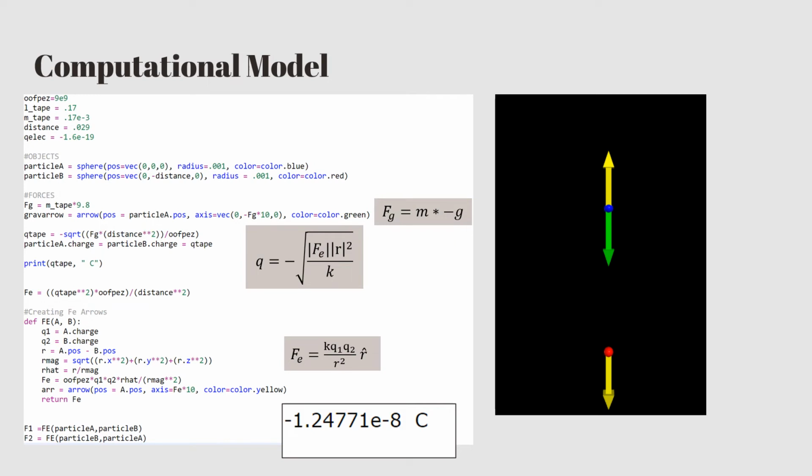As for the computational model, we basically tried to simulate the same experiment, but in ideal conditions, with arrows created to demonstrate each of the forces. So we have both of the electric forces, as stated by Newton's third law, equal and opposite in magnitude to each other, so they both point in opposite directions, as well as the gravitational force, which points in the negative y direction from our system, which is this piece of tape.